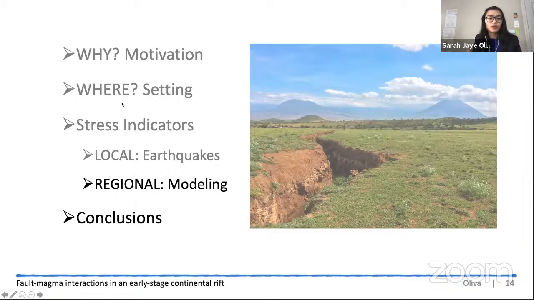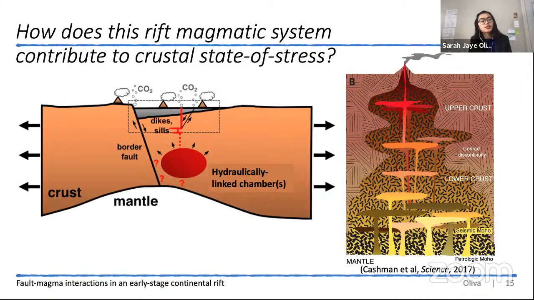And so that was one study that we did that focused on the earthquakes. Now we're going to zoom out a little and look at a more regional scale through modeling. So how does this rift magmatic system contribute to crustal state of stress? We know that there must be a transcrustal magmatic system. We're very familiar with this figure right here by Kathy Cashman, with a lower crustal magma chamber and shallower sills.